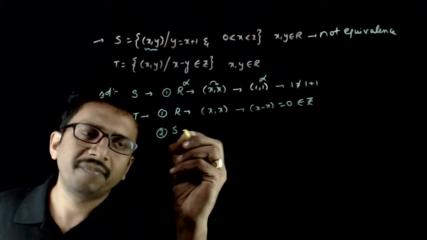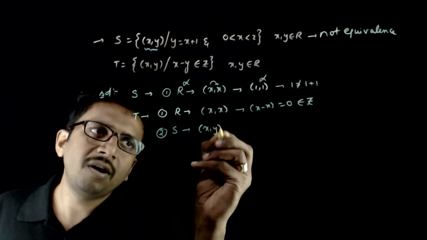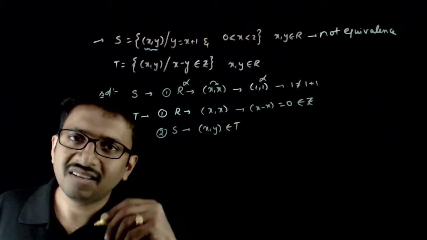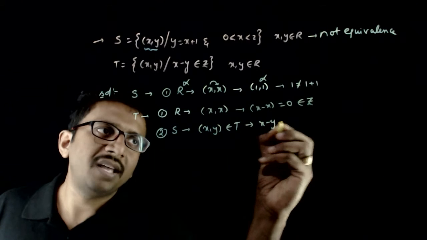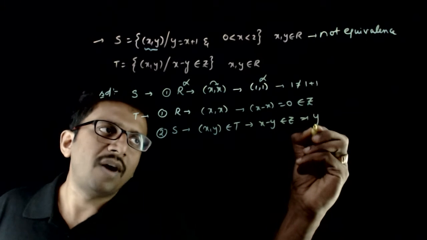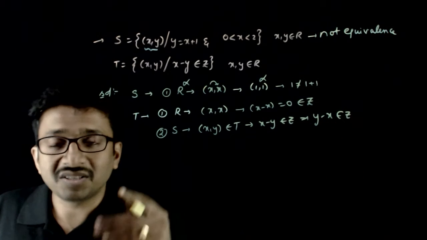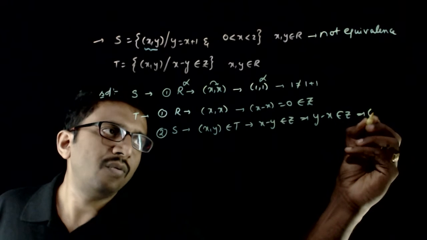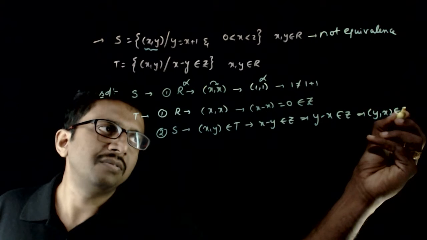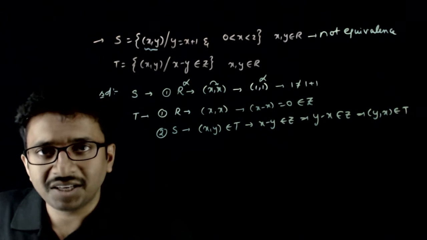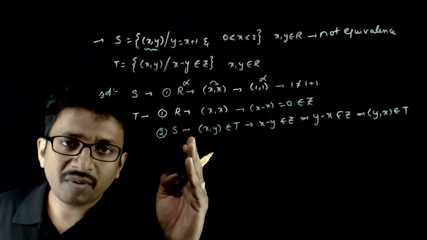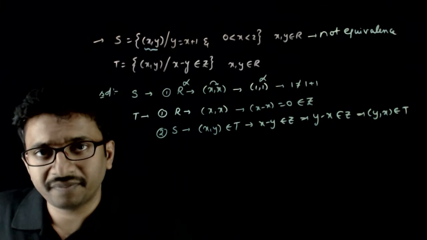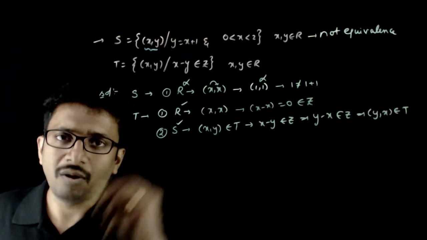So if you take symmetry, if x comma y belongs to T, that means x minus y belongs to Z. That means y minus x also belongs to Z, because if x minus y is an integer, y minus x is also an integer. Hence y comma x also belongs to the relation T. Hence if x comma y belongs to T, y comma x also belongs to T. Hence it is symmetric also.